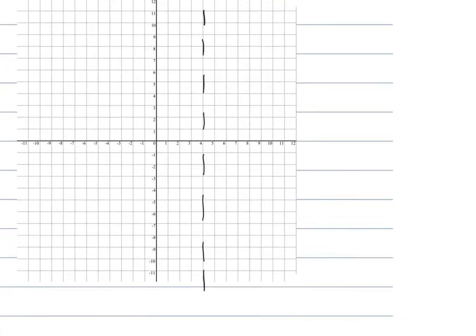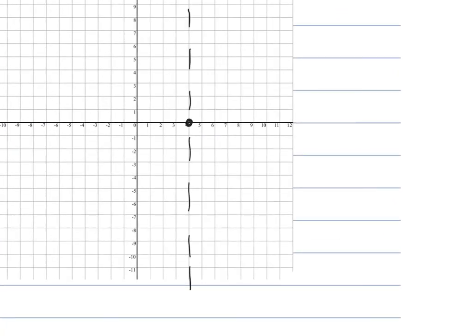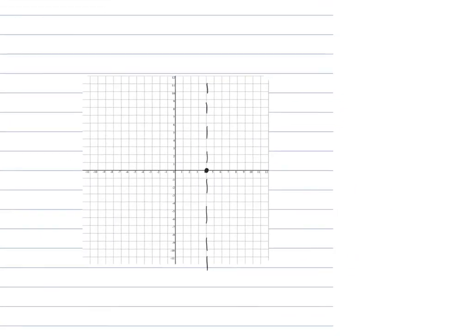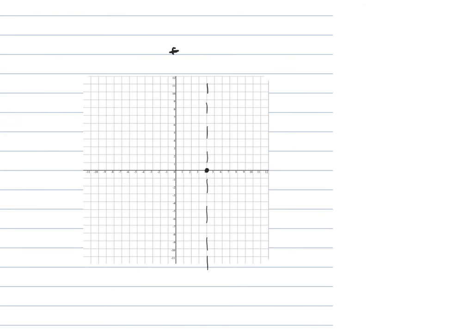And then we know our vertex is at (4, 0). And our y-intercept is somewhere up here at 16. We'll do a makeshift 16 since our graph doesn't go that high, and we'll draw a nice parabola that connects to that point.